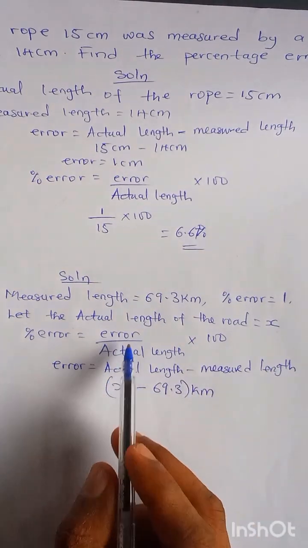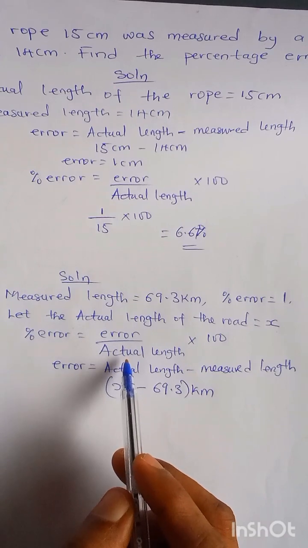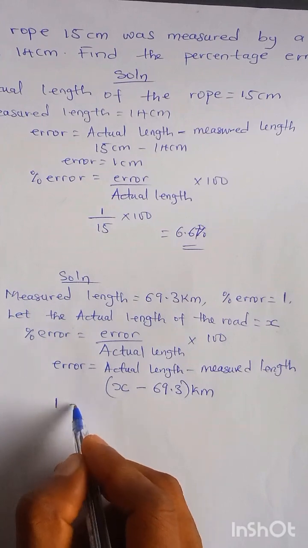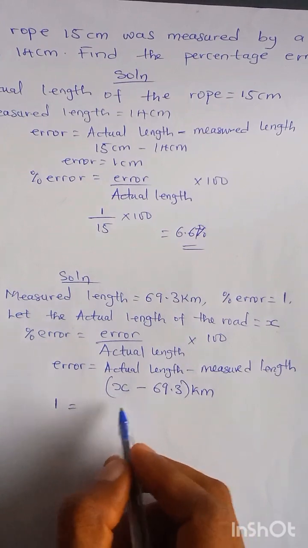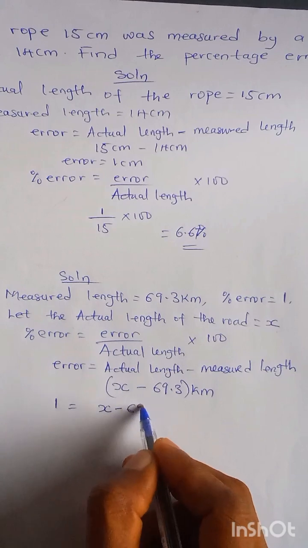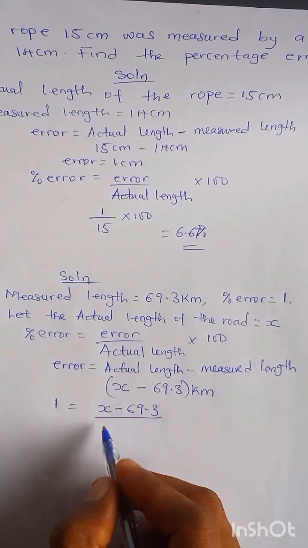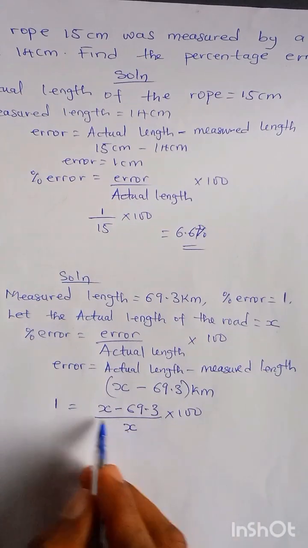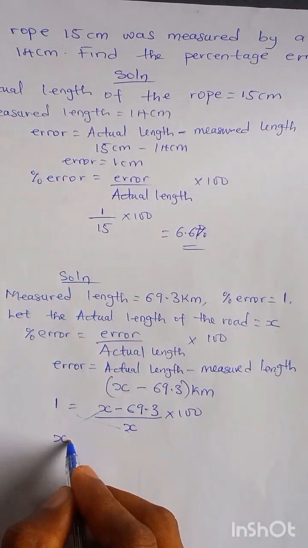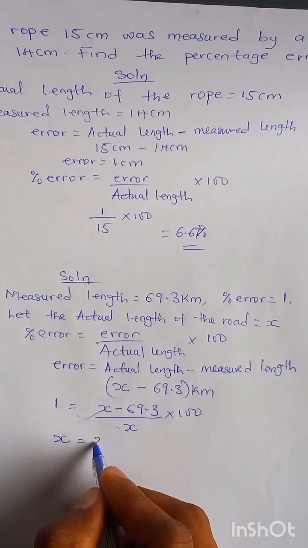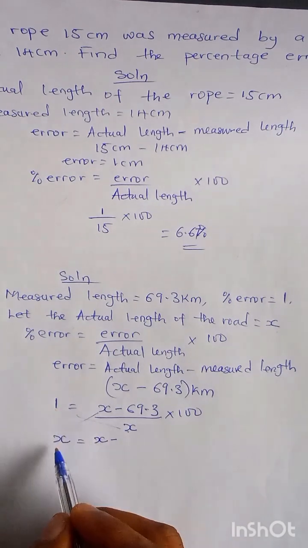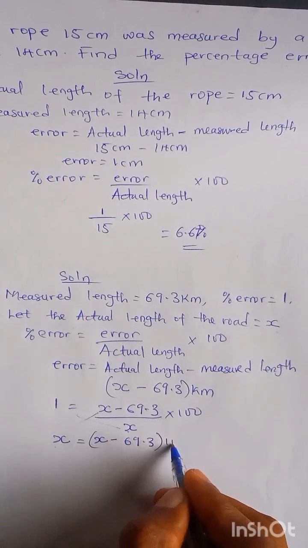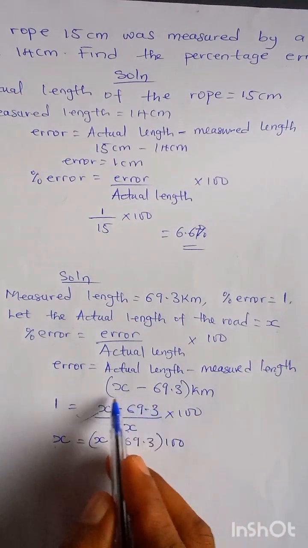Now we can substitute this value into the percentage error formula and then find the value of the actual length, which is equal to x. So our percentage error here was equal to 1, is equal to, our error in the measurement was x minus 69.3, all over actual length x, times 100. We can solve this further by crossing over. So we have that x is equal to x minus 69.3 times 100, because this 100 is multiplying everything here.